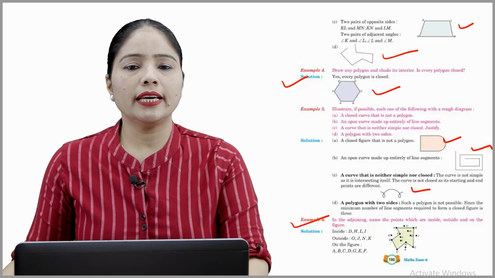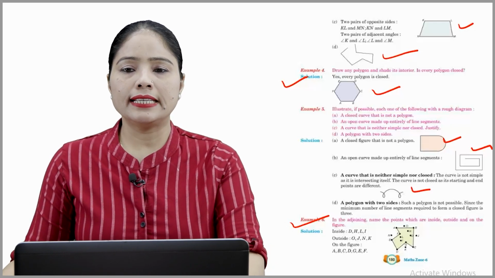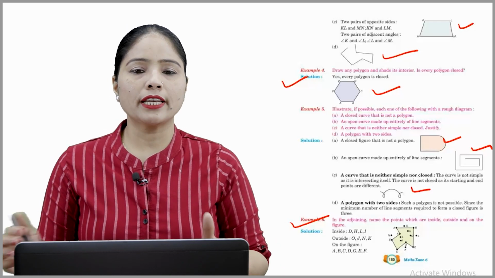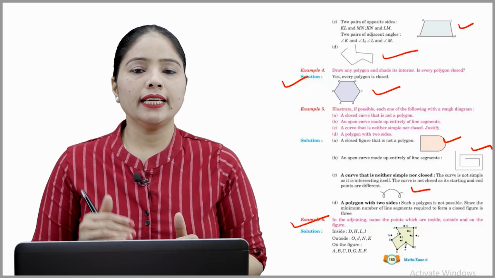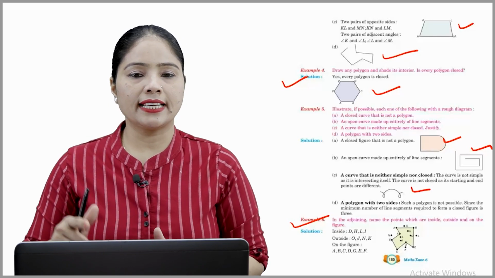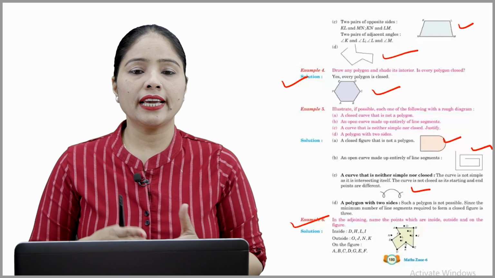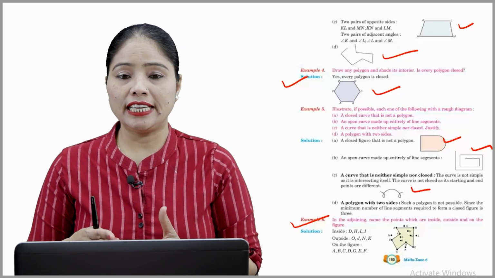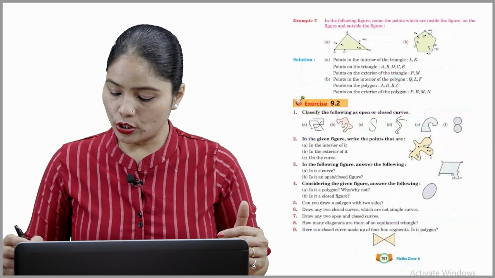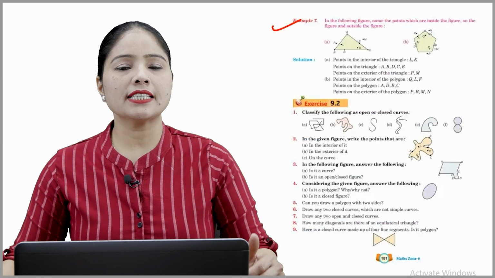In the adjoining figure, name the points which are inside, outside and on the figure. Solution. Which points are inside? D, H, L, I. And which are outside? O, J, N and K. On the figure: A, B, C, D, G, E and F. Okay. I hope you understood well, beta. So now move on to example number 7.